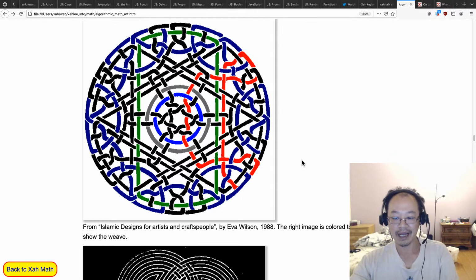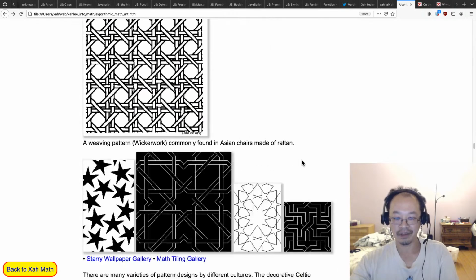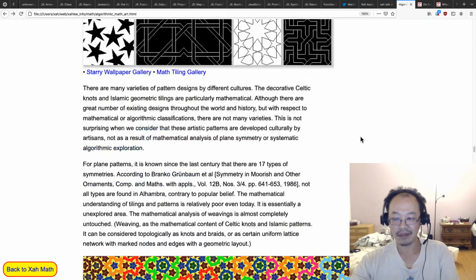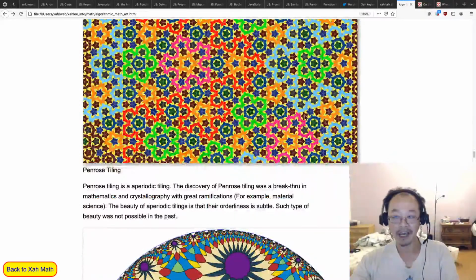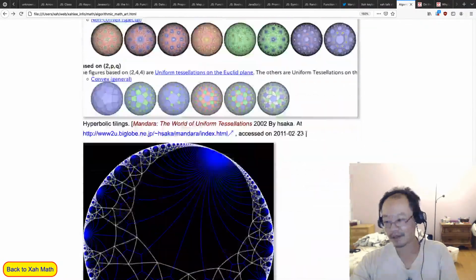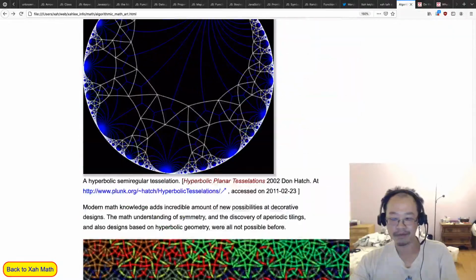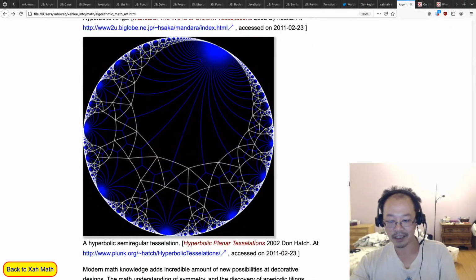This one is more Islamic. Different cultures have different styles, and then you have Islamic patterns. Then you have Penrose tilings. Penrose tilings are not just decorative art, but one of the greatest discoveries and theories in mathematics. At the bottom, there is hyperbolic geometry.